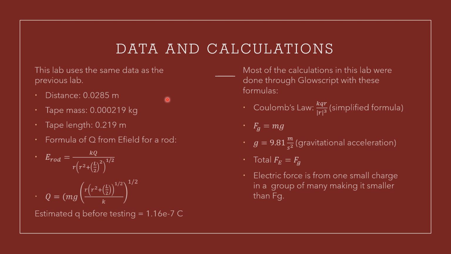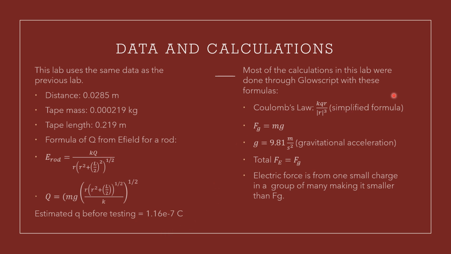So this lab uses most of the same data as the previous lab, so the distance is the same, the tape mass is the same, the tape length. The formula of Q from the E field for a rod is here as well. So Q equals mg times r, parentheses r squared plus L over 2, add those together, square root, and then times r, and over k, square root the whole thing times gravity, and that equals your new Q, which has an estimated value of 1.16 times 10 to the negative 7 coulombs.